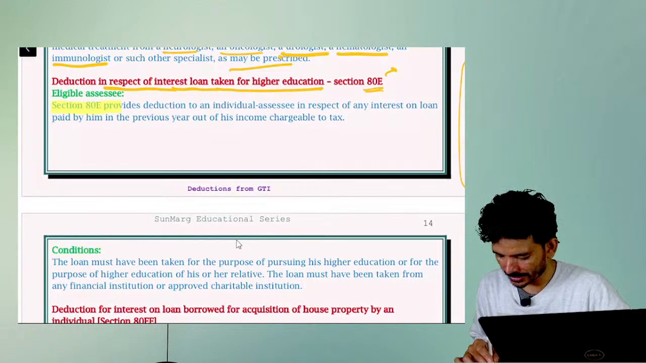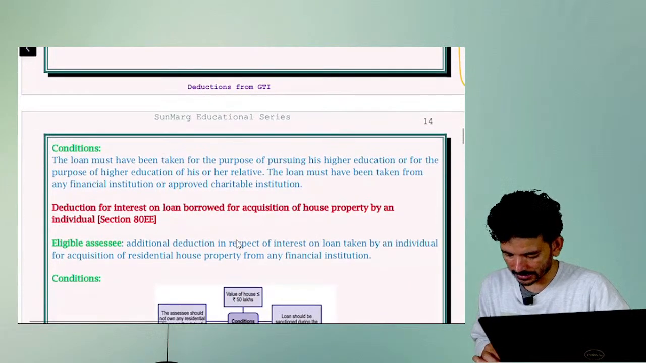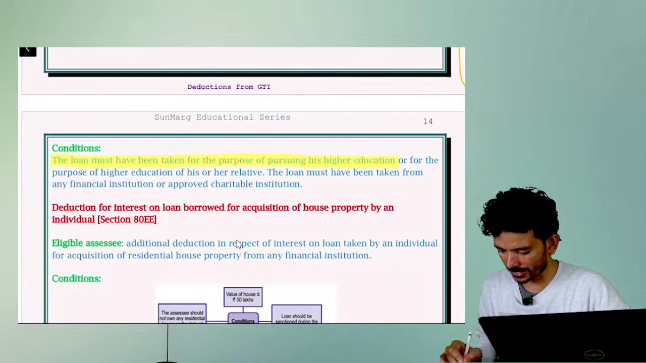Section 80E provides deduction to an individual assessee in respect of any interest on loan paid by him in the previous year out of the income chargeable to tax. The condition is that the loan must have been taken for the purpose of pursuing higher education.